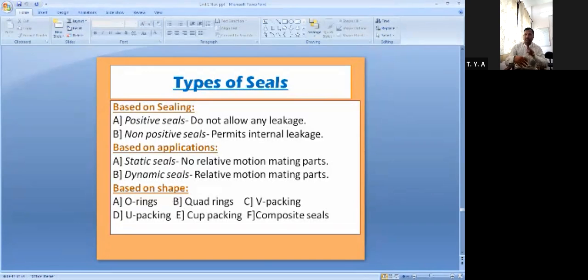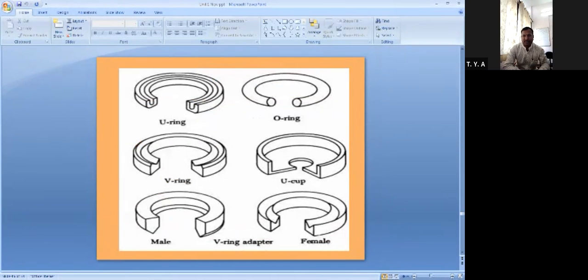With their schematic diagrams we'll see their construction, because in respect of their construction and application we have to discuss this. Based on the shape we will discuss. So you can see on the screen. Just take one minute, just have a look.